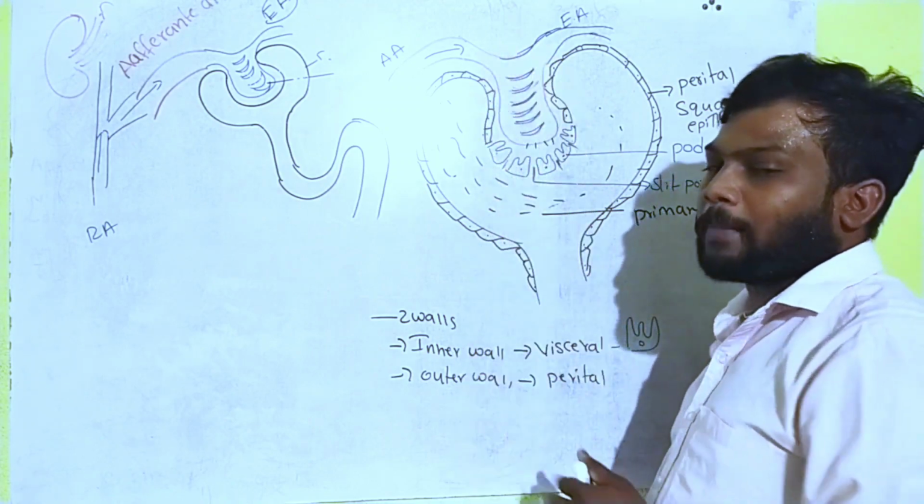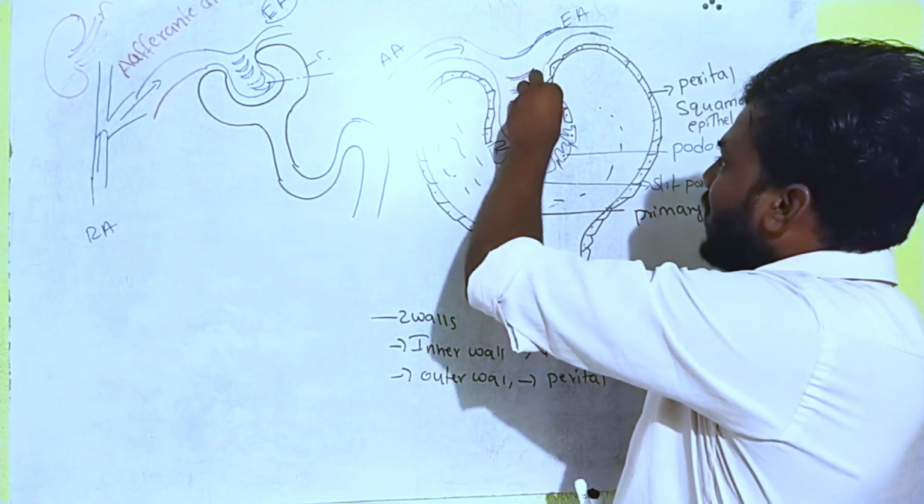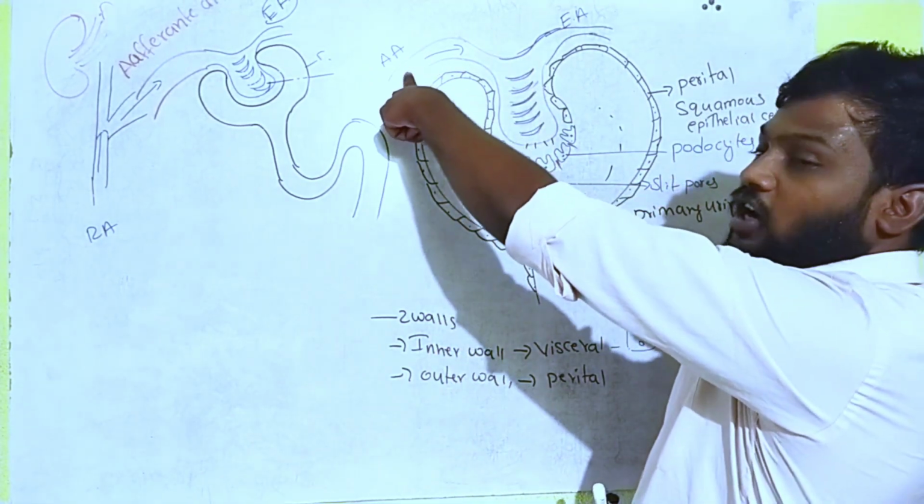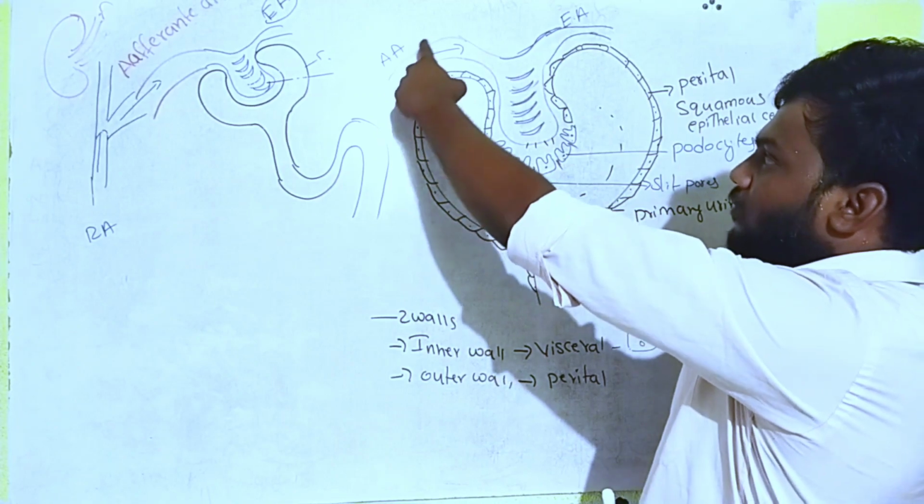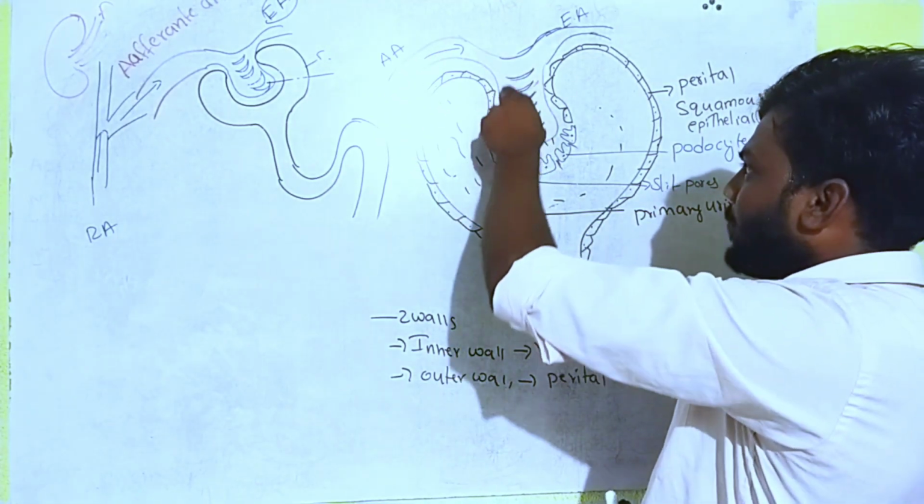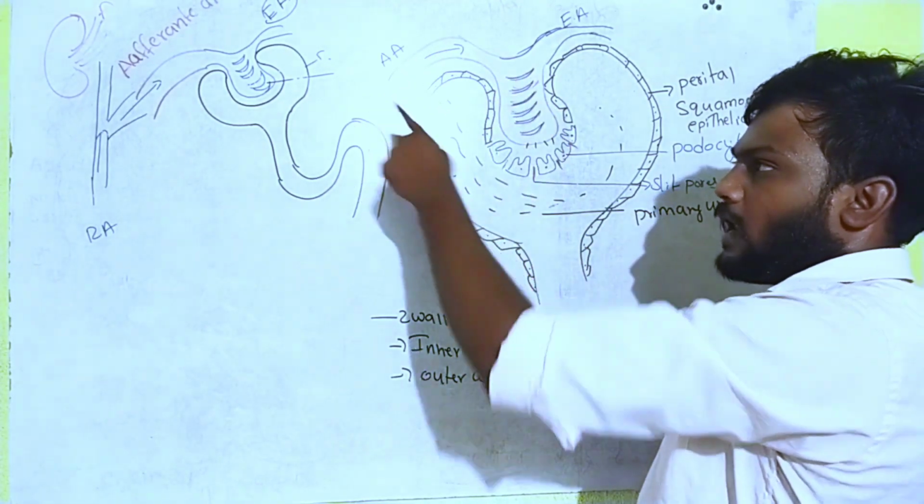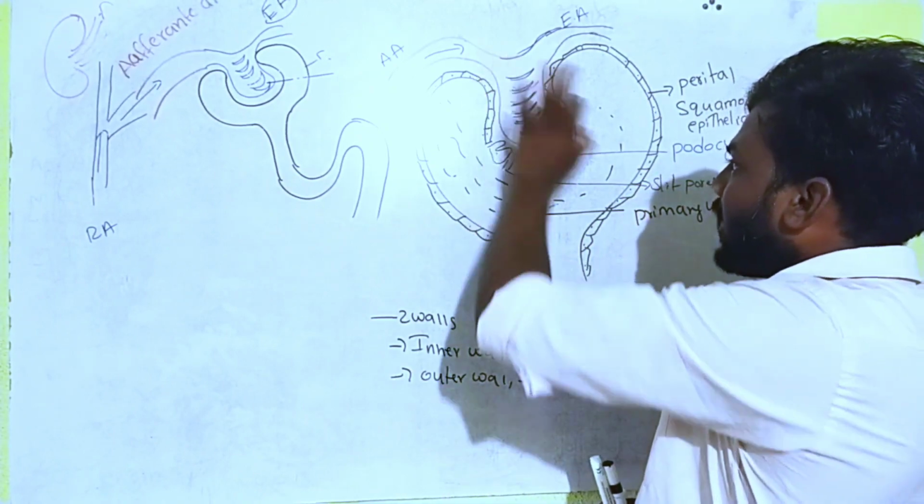Here a bunch of capillaries are present. This bunch of capillaries came from the afferent arteriole. Yes or no? Yes. The afferent arteriole divides into fine capillaries. These capillaries we call the glomerulus. Here blood will be filtered.